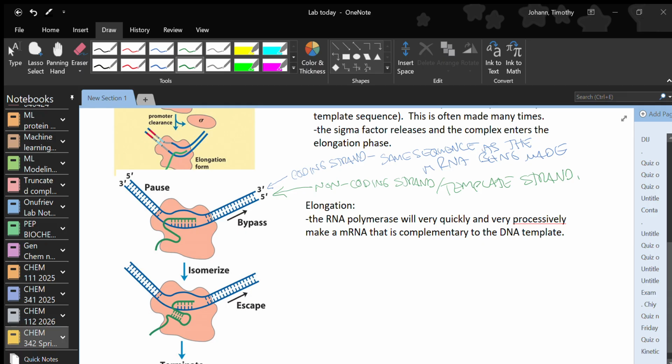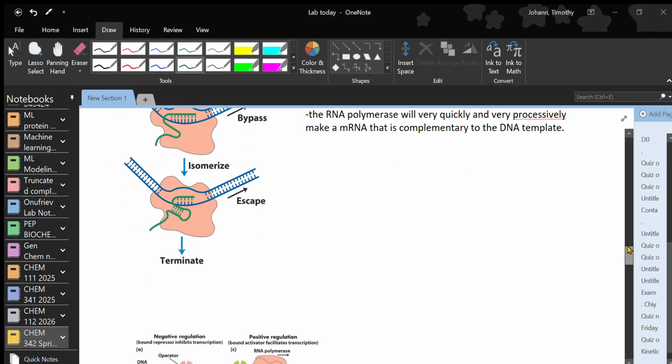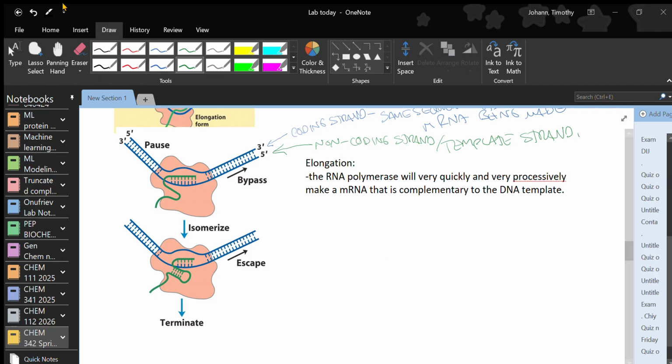I might ask a question where I ask you to give me the sequence of something made from this DNA and identify what's the coding strand and what's the non-coding strand. And if I flip it upside down, hopefully don't be confused.